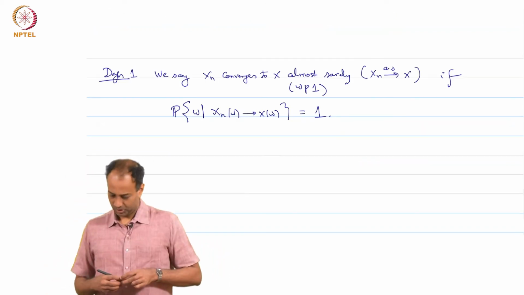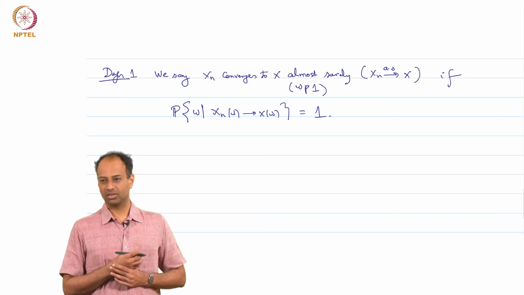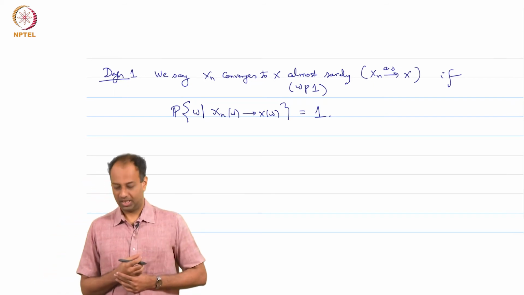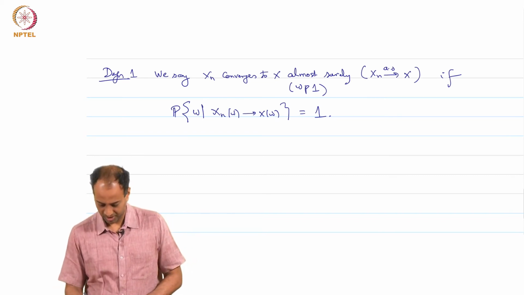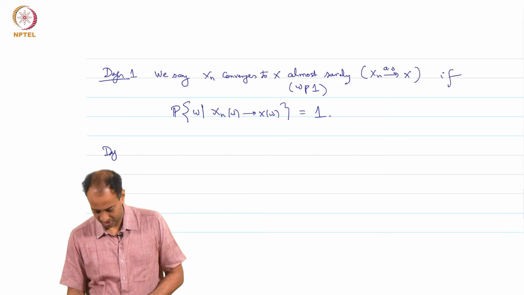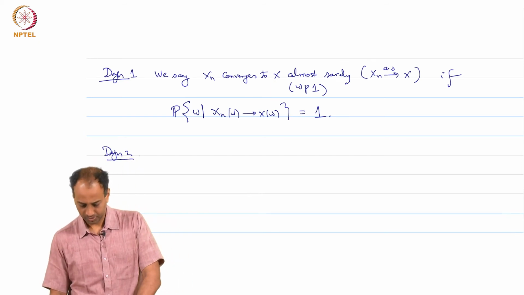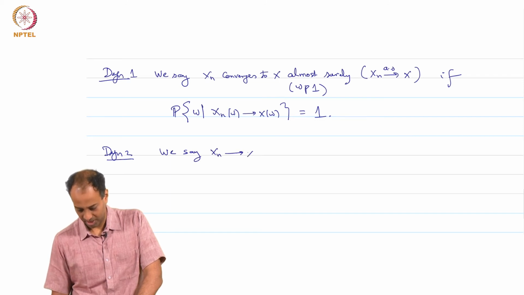So, there are 2 other commonly encountered definitions of convergence of random variables which I will also put down. They are a little bit different from what we have seen so far. There is something known as convergence in probability. We say x n converges to x in probability.